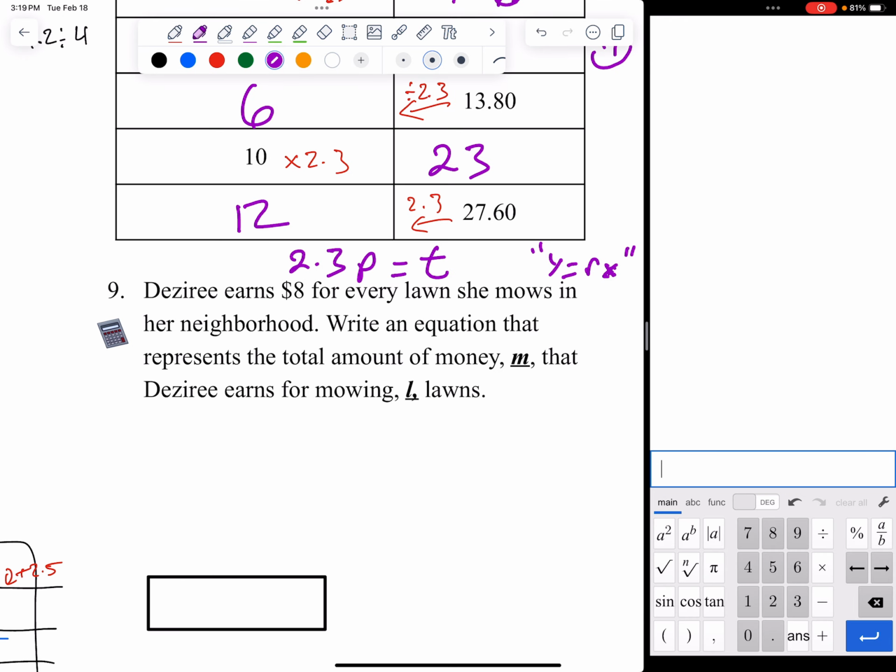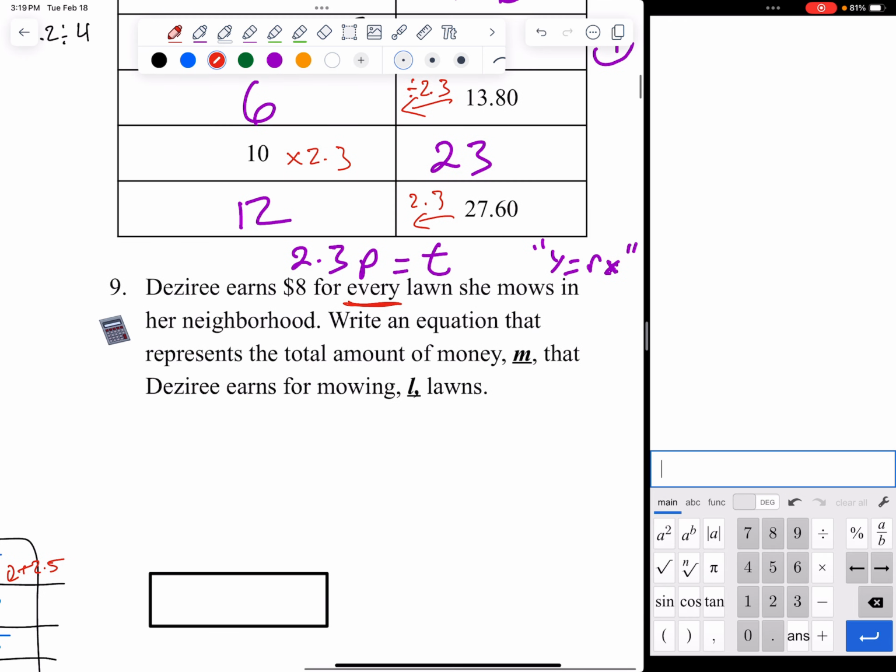All right, so Desiree earns $8 for every lawn. Oh, there's my rate. So what do I have? So I have an 8. I have a lawn. So there's my L. I have an M. I'm getting ahead of myself. Let me read it. So $8 for every lawn she mows in her neighborhood. Write an equation. So that means I need an equal sign. That represents the total amount of money. There's my M that Desiree earns for mowing L lawns. Can you see my equation?